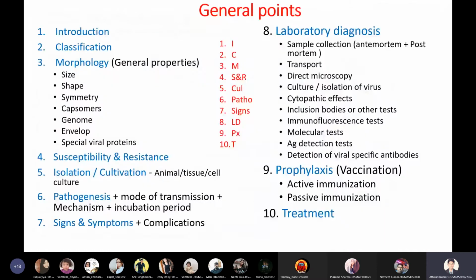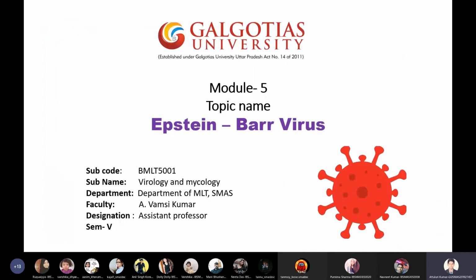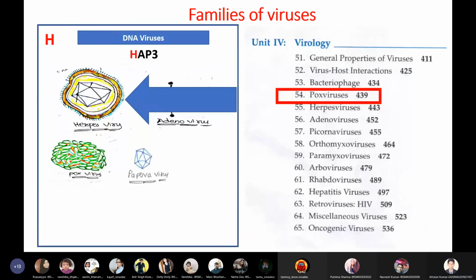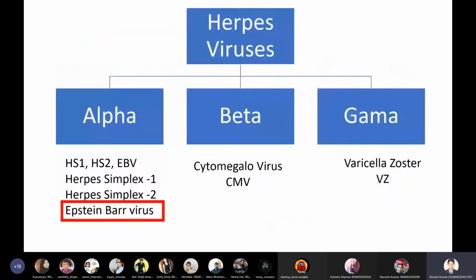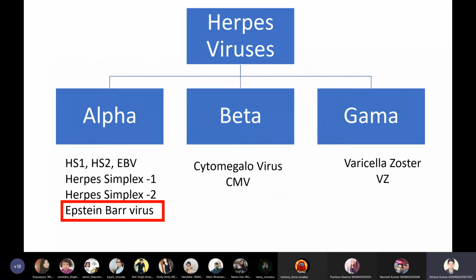A quick revision of Epstein-Barr virus, then we can proceed to the next virus. A quick revision of today's class: we are discussing herpes viruses. Coming to the classification, we have 3 subfamilies in the herpes family: alpha, beta, and gamma herpesviruses. Alpha viruses include herpes simplex 1, herpes simplex 2, and Epstein-Barr virus.